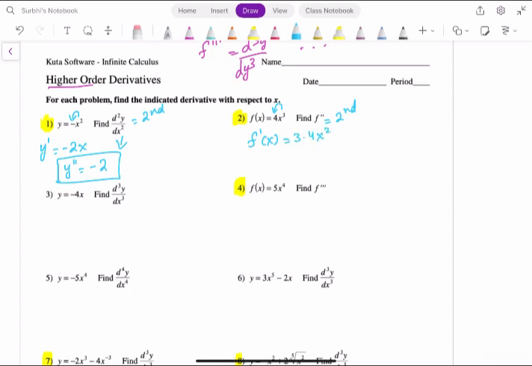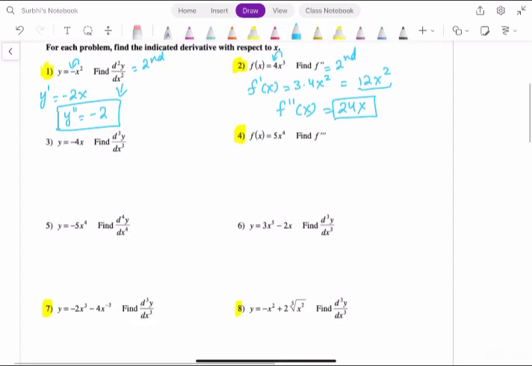Question number 2, again, the second derivative. So the first derivative, drop n, so it will be 12x squared. Now for 12x squared, I will take another derivative. So drop n, so it will be 24x. This is the second derivative.